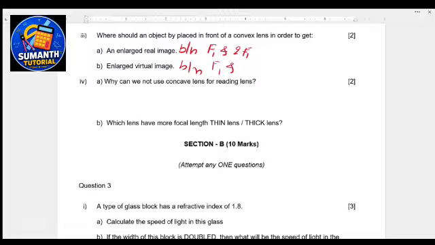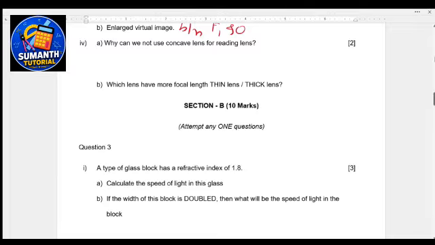f1 and optic center. These two you should remember. Clear? Now, question number 4. Why can we not use concave lens for reading? Why can't we use it?